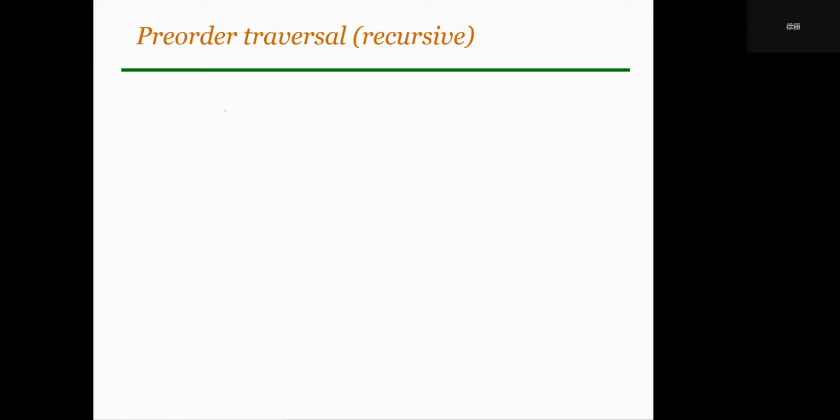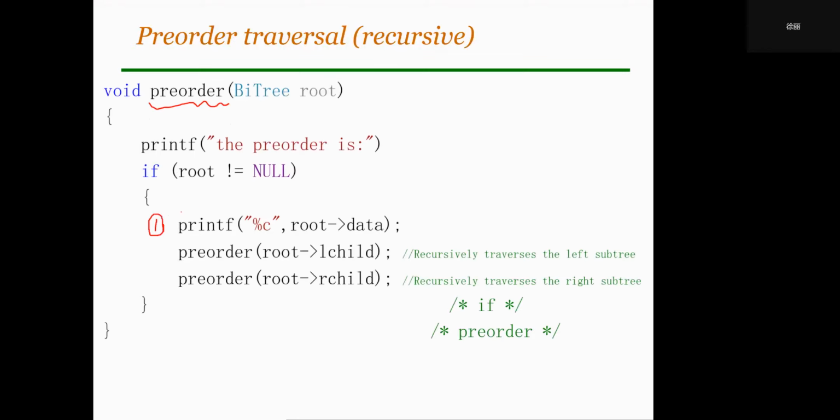This is the pre-order function of a binary tree. Do you remember how we traverse a binary tree in pre-order? The first step, we will visit the root of this binary tree. And the second step is we will visit the left subtree of this binary tree. And the third step, we will visit the right subtree.